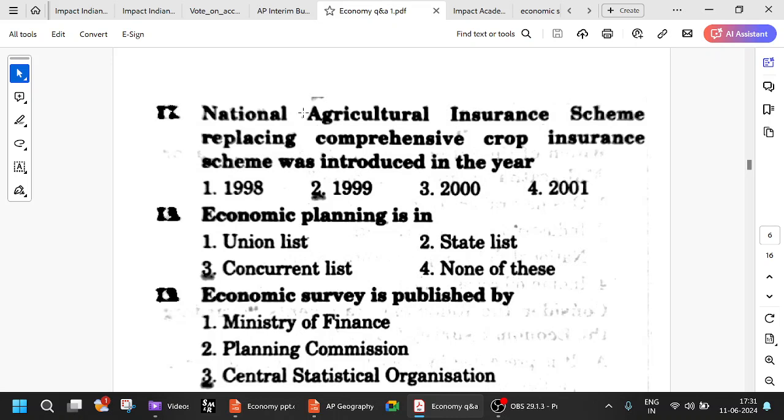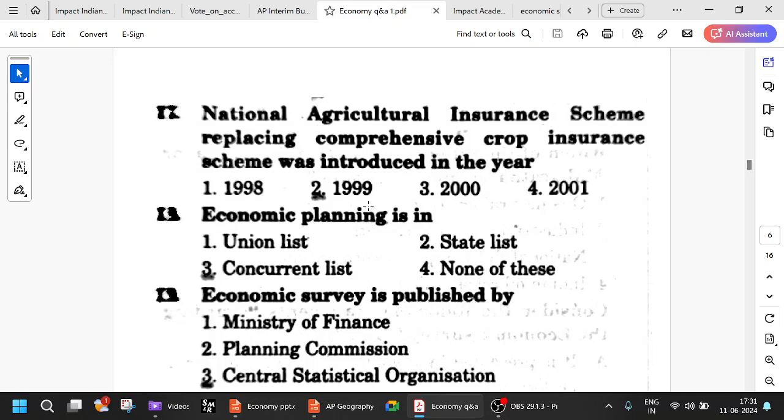So the National Agricultural Insurance Scheme, replacing the Comprehensive Crop Insurance Scheme, was introduced in the year 1999. So this NAIS already replaced the older scheme called the Comprehensive Crop Insurance Scheme, and that happened in 1999.